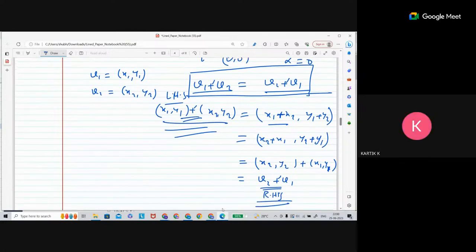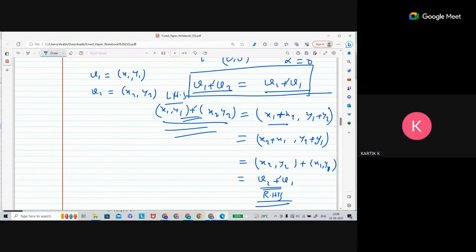Correct. But sir, what they have given is the addition operation, so in this case X1 plus X2 and Y1 plus Y2, according to the definition of the vectors, are supposed to be 0, 0, right? X1 plus X2 is 0, Y1 plus Y2 is 0. Now, if I interchange the terms, X2, Y2 plus X1, Y1, in that case it will give me 0, 0. So that's how I can say LHS is equal to RHS.